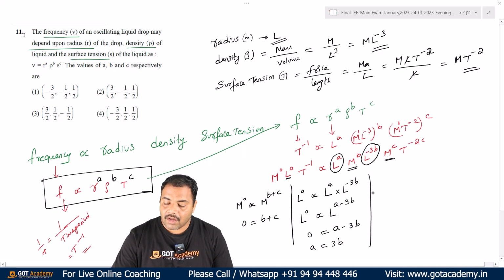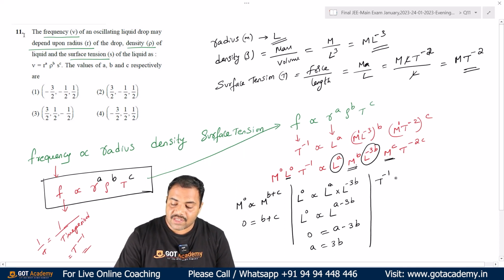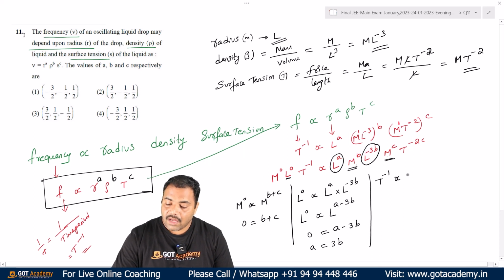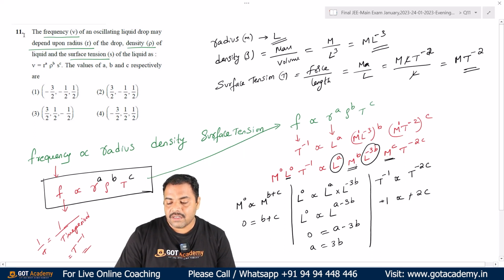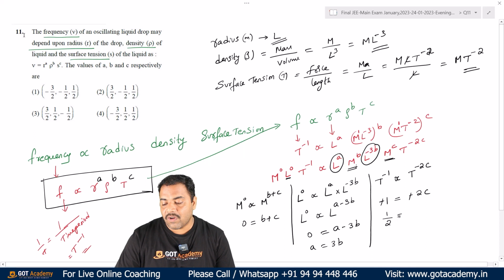Okay. Now coming to t. On LHS side it is T power minus 1. On RHS side it is t power minus 2c. So minus 1 proportional to minus 2c. So it will get cancelled. Okay. So instead of writing this proportionality, put equal to. So now 1 is equal to 2c. So 1 by 2 equal to c.